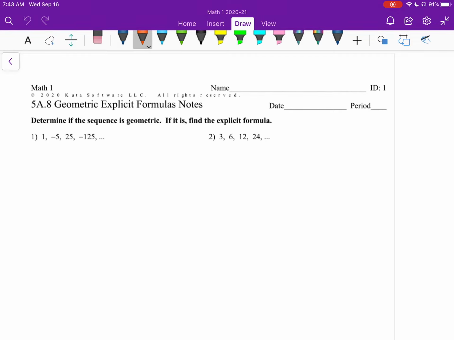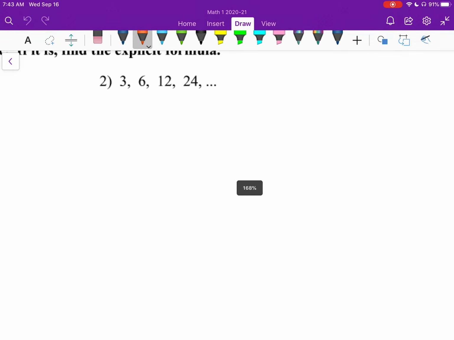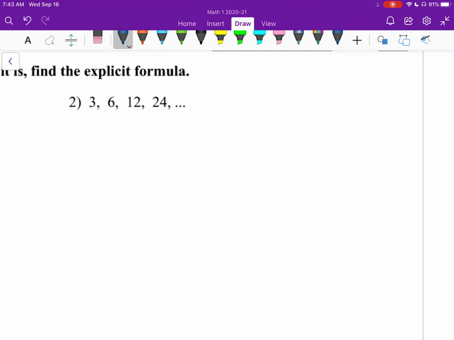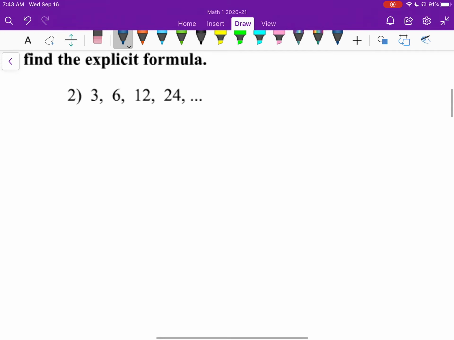I want to start with number 2 because I think it's a little bit easier, just for us to start thinking about it. So for starters, we need to find the info like we normally would for a recursive formula. So what is the rate? What are they multiplying by? From 3 to 6, we multiply by 2. 6 to 12, another 2. 12 to 24, another 2. So we know r equals 2, right? We could also say a sub 1 equals 3, so that we know where to start from.